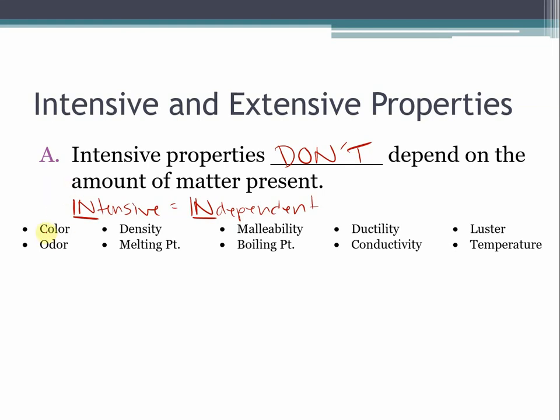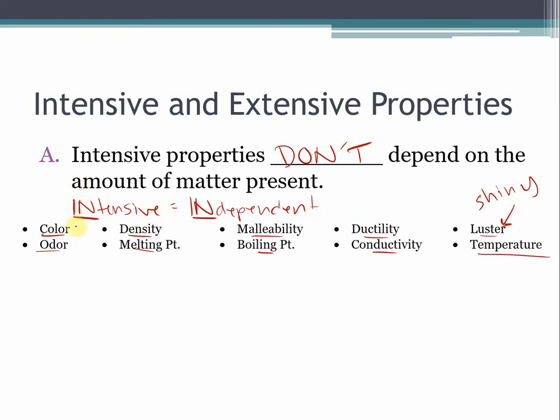These would be things like color, odor, density, melting point, malleability, which again is like moldability, boiling point, ductility, which is drawing out into thin wires, conductivity, how well it conducts electricity or heat, luster, how shiny it is, or temperature. These are things that are not going to change if you change the amount of stuff that you have.